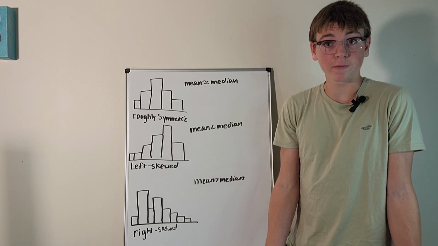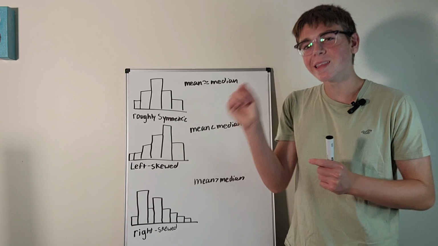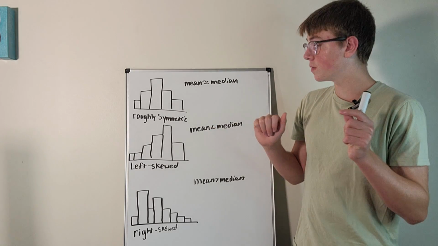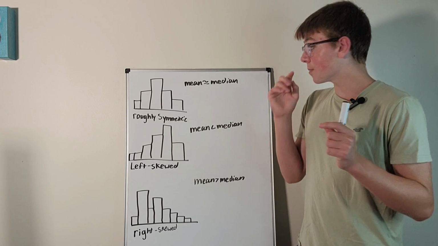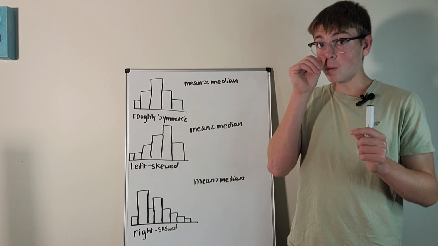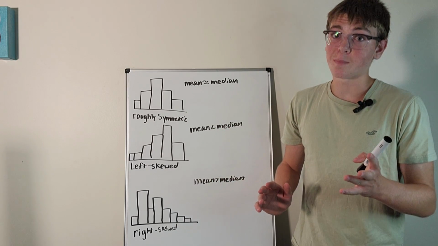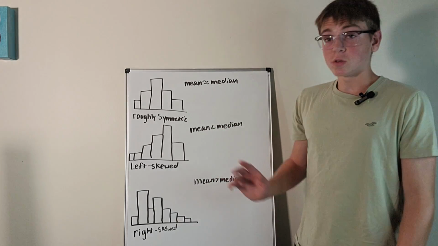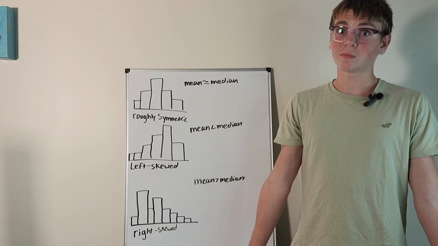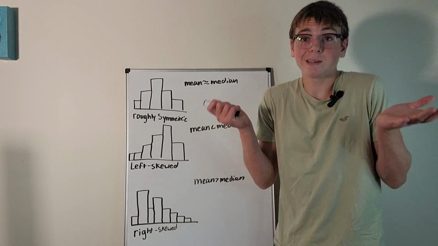I hope you know what roughly symmetric means. Symmetric means it's basically equal on both sides. It could be a little uneven, right? But a main takeaway of roughly symmetric graphs is that the mean is approximately equal to the median. If the mean is way less than the median, then it's left skewed, or there's a big outlier. And if the mean is way bigger than the median, then it is right skewed, and there might also be an outlier. Okay, so roughly symmetric graphs, it's just like symmetric.